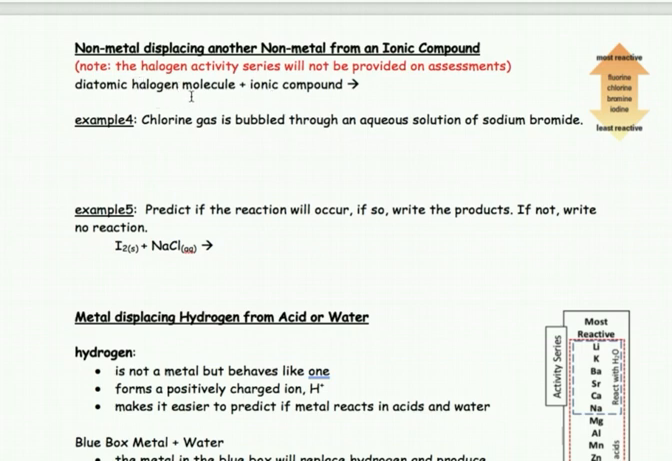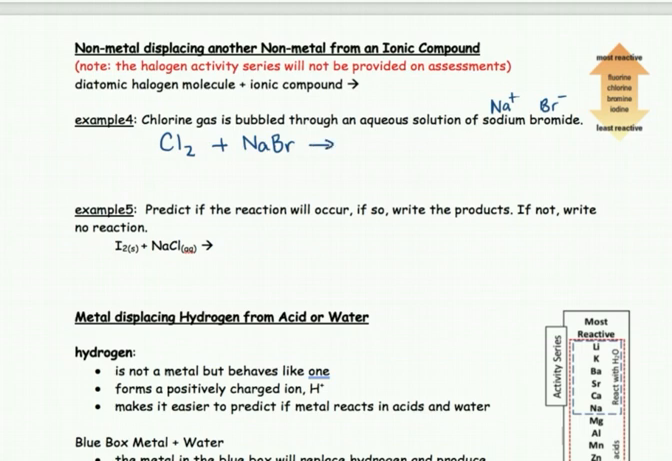Okay, so when you're writing the formula out, example 4 here, we have chlorine gas, Cl2, bubbled through an aqueous solution of sodium bromide. If you wanted to do the work up here before you write your formula, sodium has a charge of 1+, bromine has a charge of 1-, so it's a 1-to-1 ratio, or if you crisscross, that's what you get there. And then we have to decide, is this reaction going to happen?